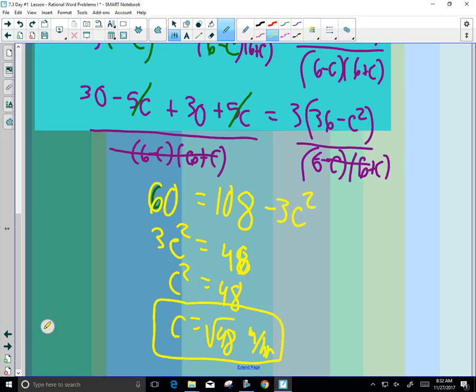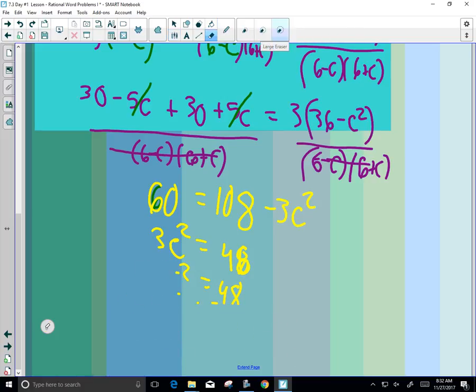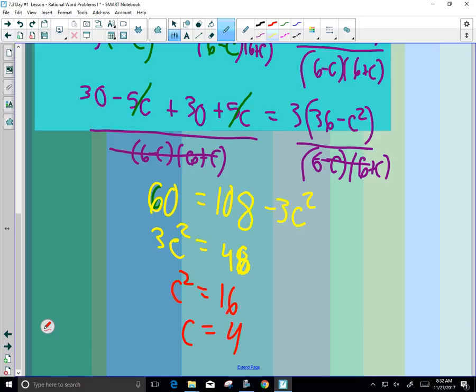What's that, a little less? Did I do something wrong? Yeah. Oh, I forgot to divide by 3. There we go. Thank you. So this is going to be C squared is equal to 16. There you go. So C is going to be what? 4. Yeah. Or negative 4. So for the current, could the speed be negative? Well, if it was going backwards. So we'll just say the rate of the current is 4 miles per hour. Kind of a nice number.